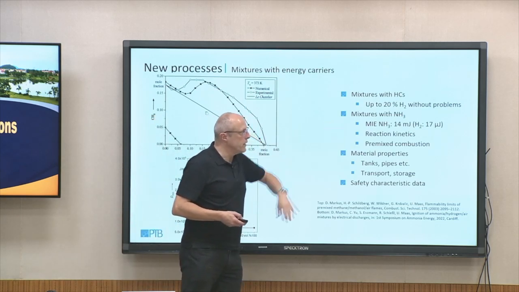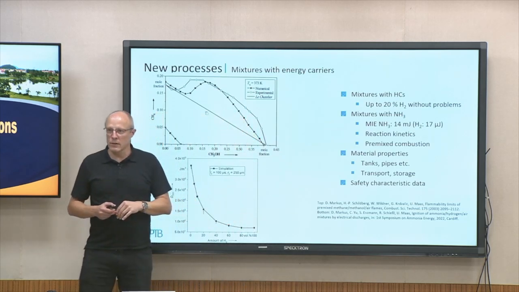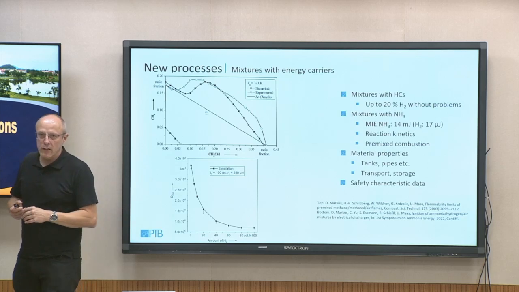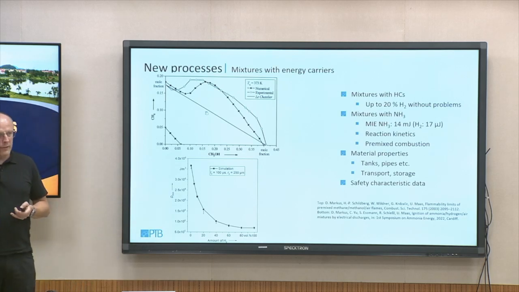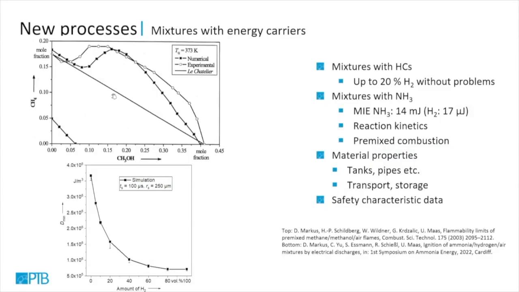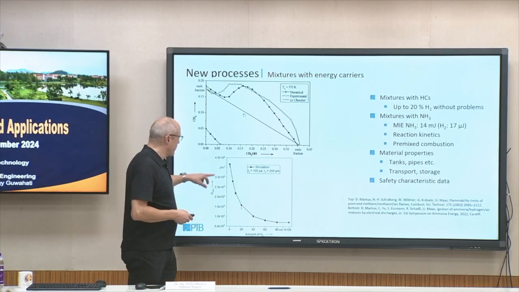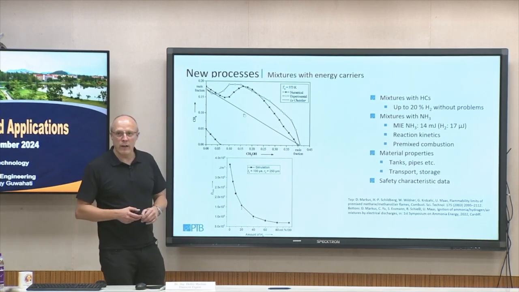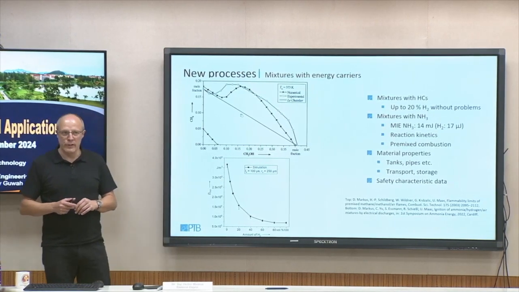So there is one idea. Okay, we use ammonia as a hydrogen carrier. And the big problem is how to crack ammonia. This is not finally solved. So maybe we can use it directly as a combustible. The big disadvantage is that the ignition energy is quite high and the flame velocity is very slow.